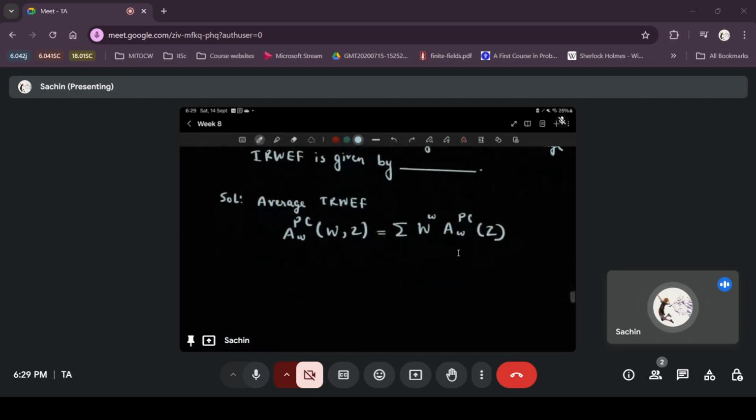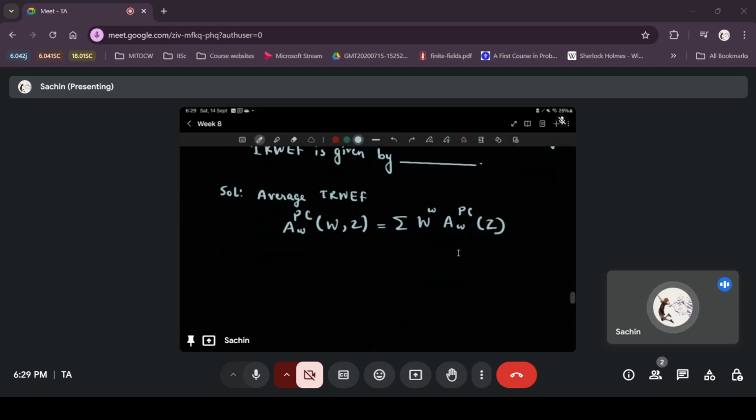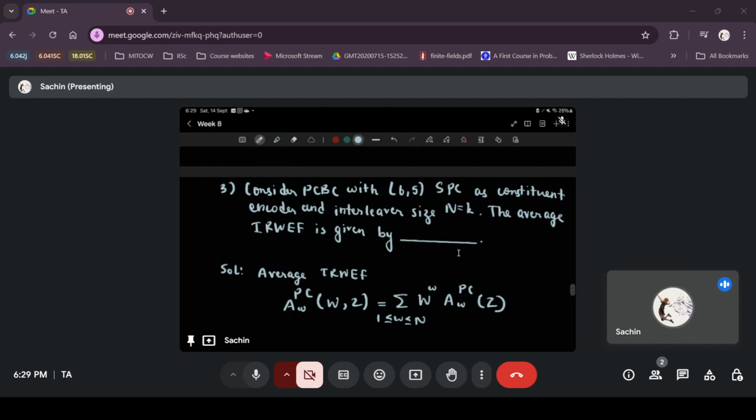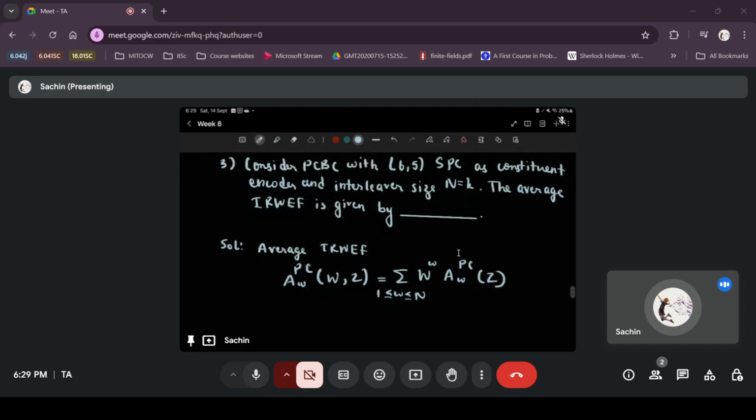So the formula will turn out to be again, you will have some power of W, where the power of W is the weight of the input sequence. The weight of the input sequence can vary from 1 to capital N here, since N is equal to K. There are K input symbols. If all of the K input bits can be 1, that will give you an input sequence of weight K. All of them can be 0, which will give you an input weight of 0, or they can be something in between those two.